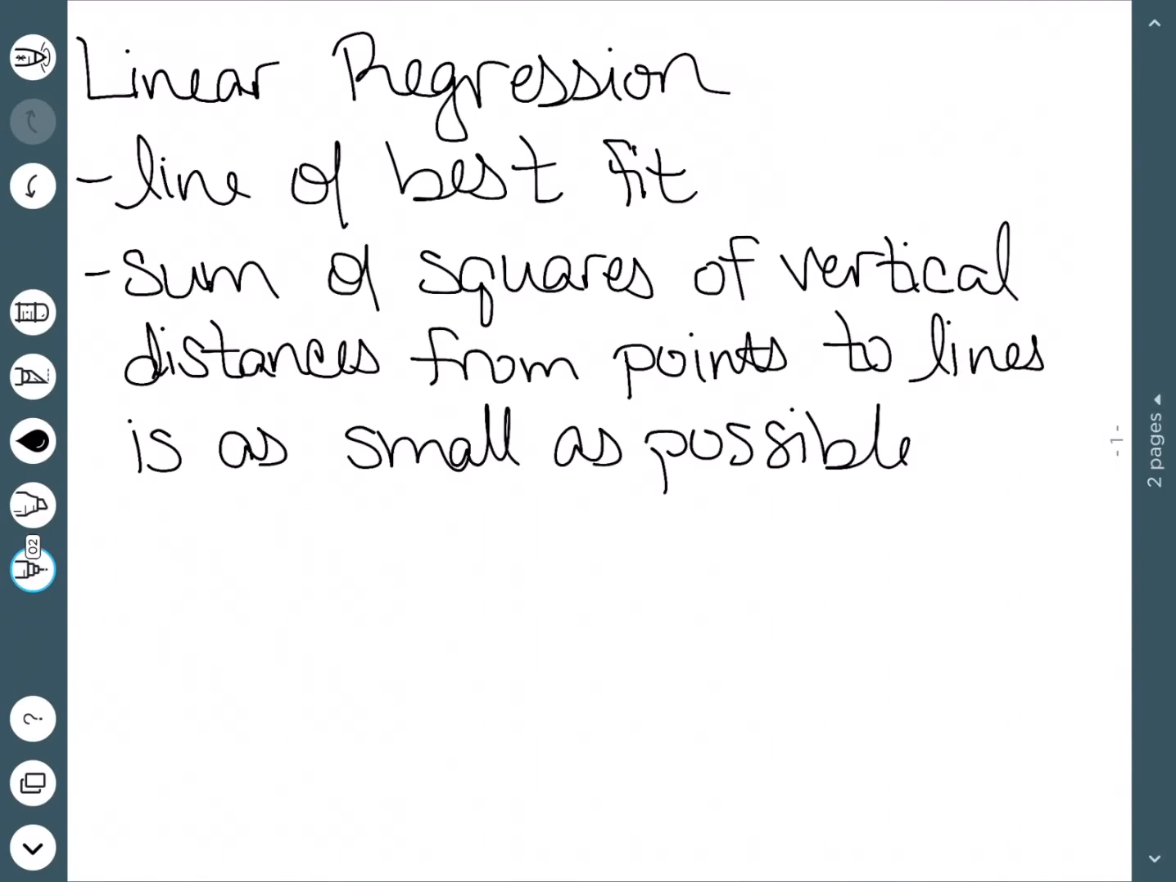The idea is that if we look at where all the points are and where the line is, and we take the vertical distance from the point to the line, we then want to square all of those distances and add them up, and we want to make that total number as small as possible. And that seems complicated, but luckily we just have some formulas that we can stick things into.